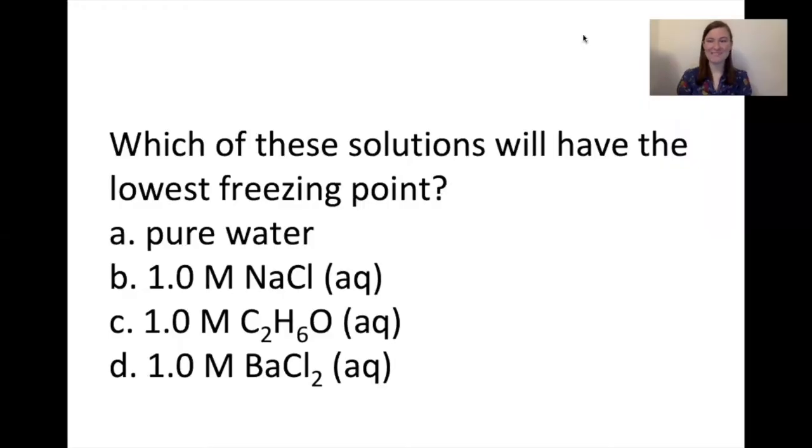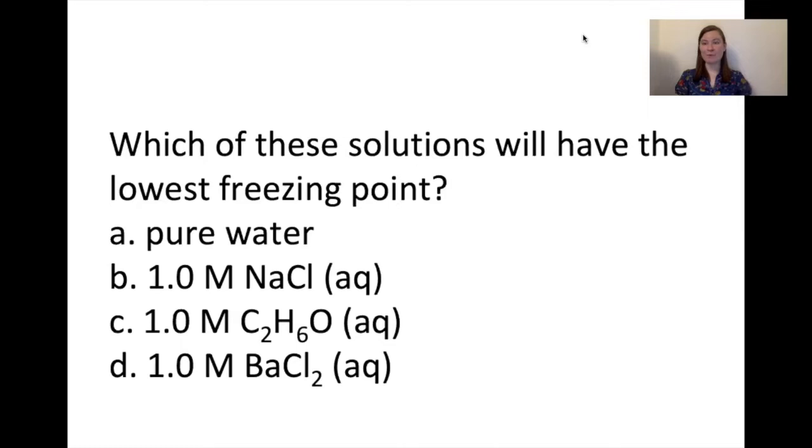Okay, so I've pulled up a slide that has a question for you all. Go ahead and read the question and then answer it. All right, so we want to know which of these solutions is going to have the lowest freezing point, either pure water, 1 molar NaCl, 1 molar C2H6O, or 1 molar BaCl2.